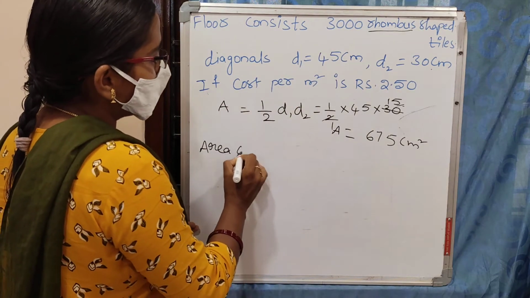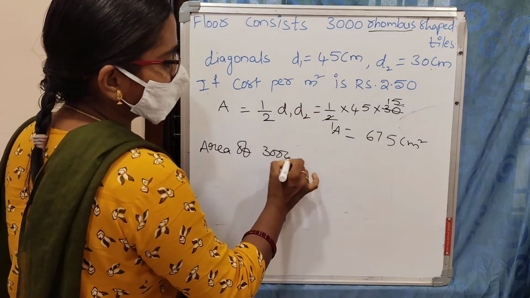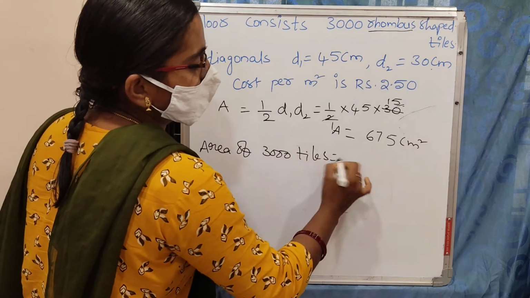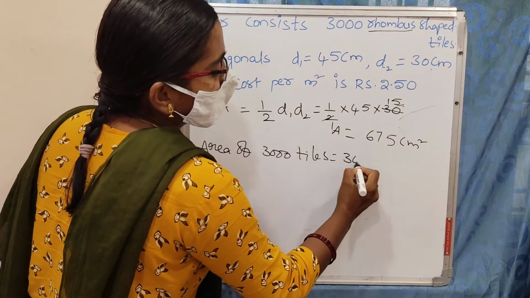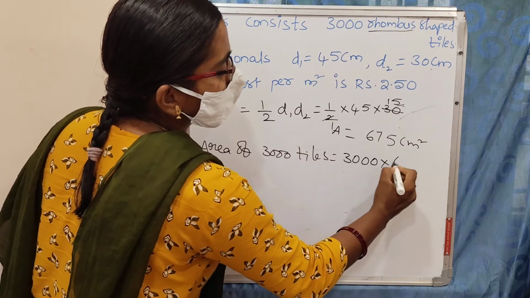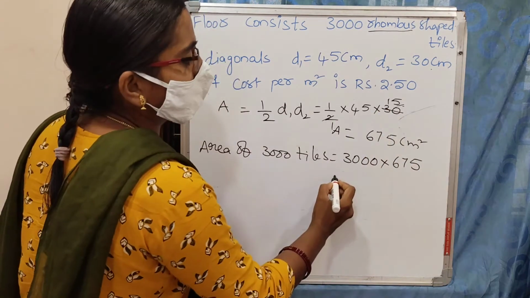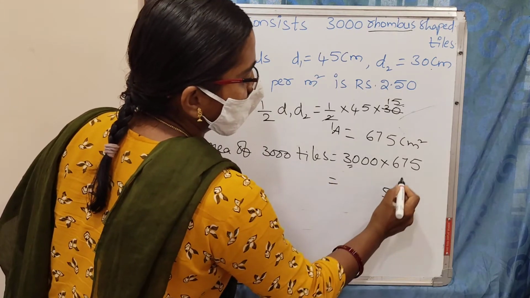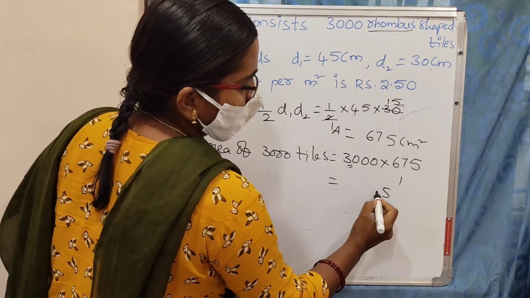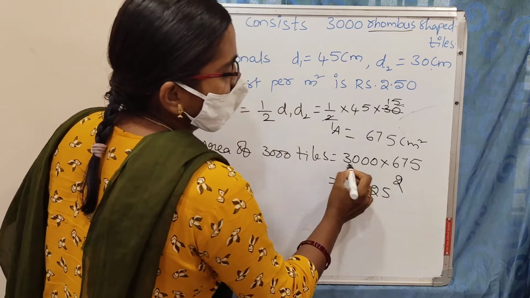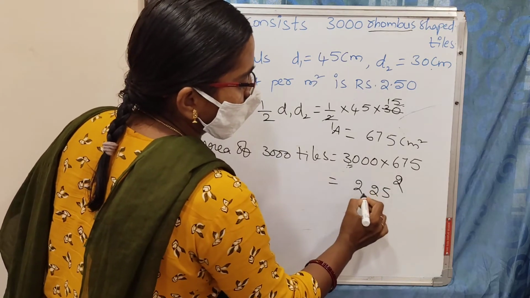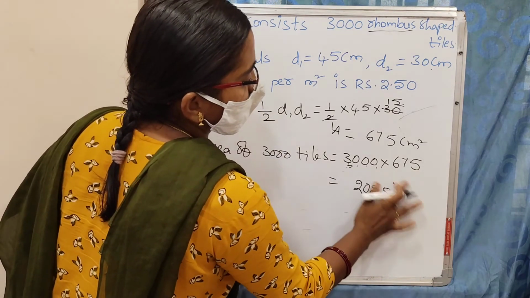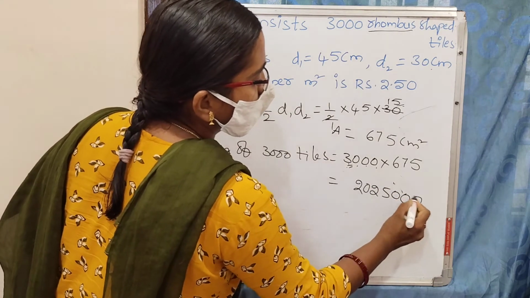Then area of 3000 tiles. Area of 3000 tiles means we have to multiply this 675 with 3000. So first do with 3. 3 fives are 15. 3 sevens are 21, plus 1, 22. 3 sixes are 18 plus 2, 20. And 1, 2, 3 zeros.